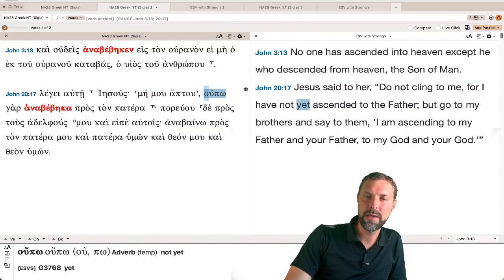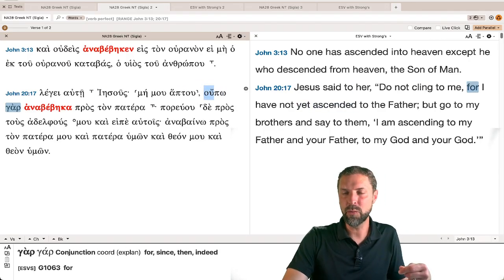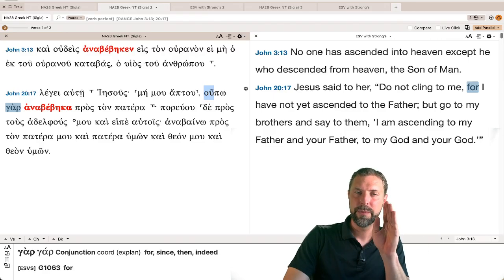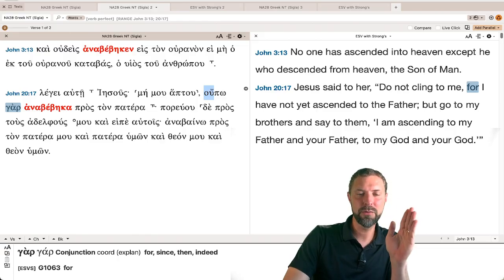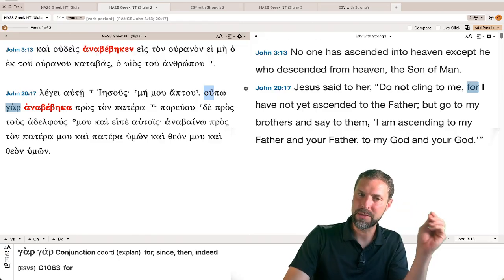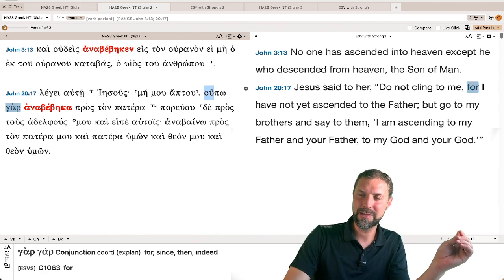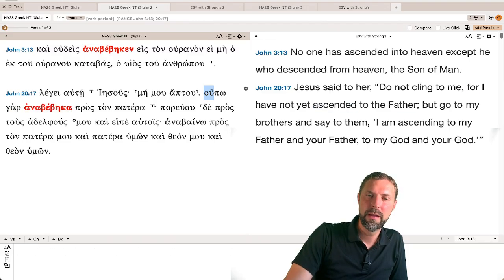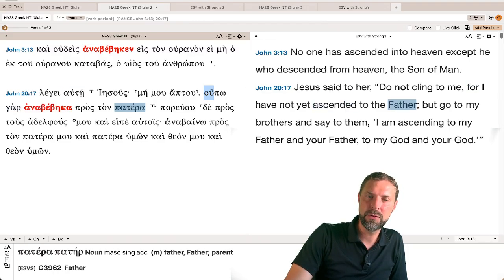Okay, this is the not yet. You can see the ou on the front of it. You have learned ou or ouk for not. The for is put inside one word. It's called postpositive, but for or de, certain words don't want to be at the front of the sentence, so they move inside. And I've got the same verb again. Because I have not yet ascended to the Father.